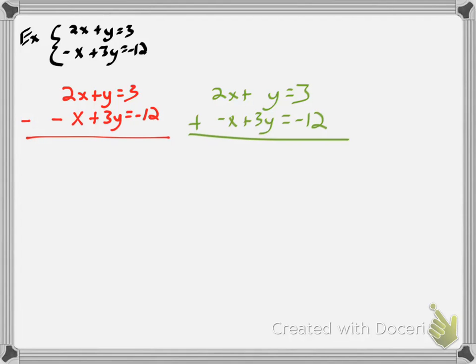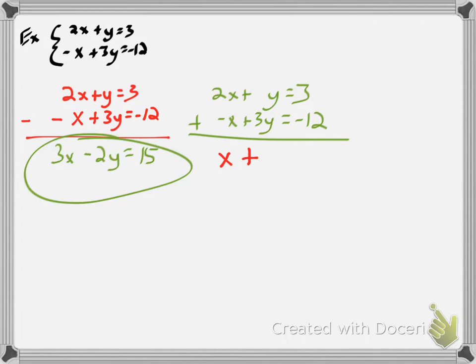2x minus negative x would give me positive 3x. Y minus 3y would give me negative 2y. And then 3 minus negative 12 would give me 15. So nothing's been eliminated. It just gave me another equation. When we add them, we get 2x plus negative x gives me x. Y plus 3y gives me 4y. And 3 plus negative 12 gives me negative 9. So it doesn't really eliminate either one of those variables.